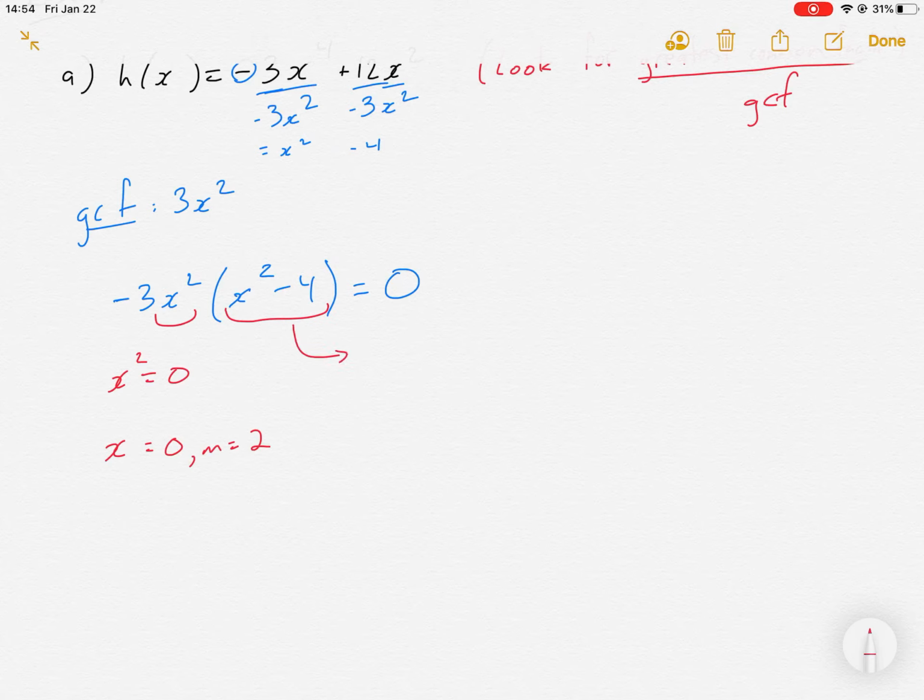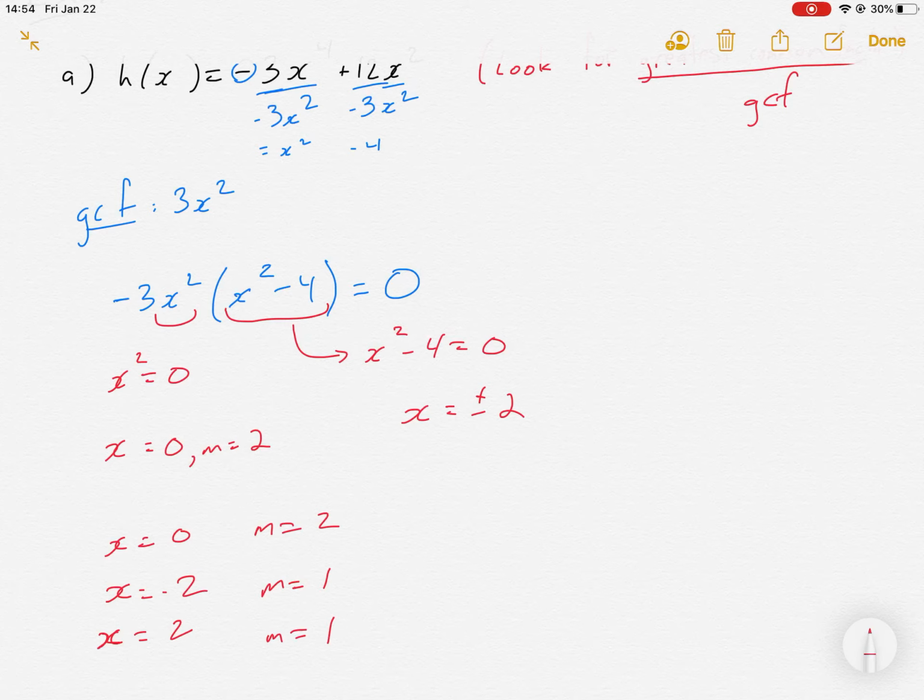And then we have x squared minus 4 equals 0, which we solved in one of the previous videos, and you end up with plus or minus 2. So the zeros would be x equals 0, x equals negative 2, and x equals positive 2. And the multiplicity would be 2, 1, and 1. So there's the very first example, and in this case, I was really just showing you this idea of GCF, the greatest common factor.